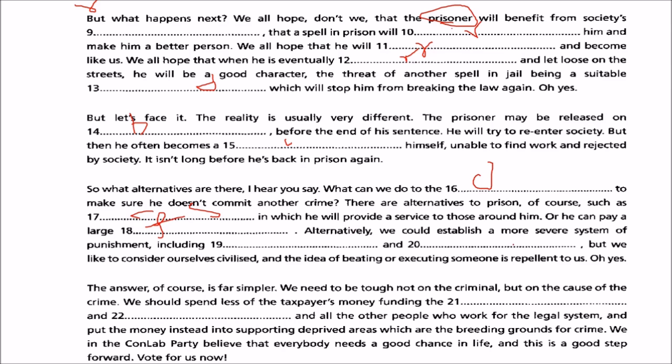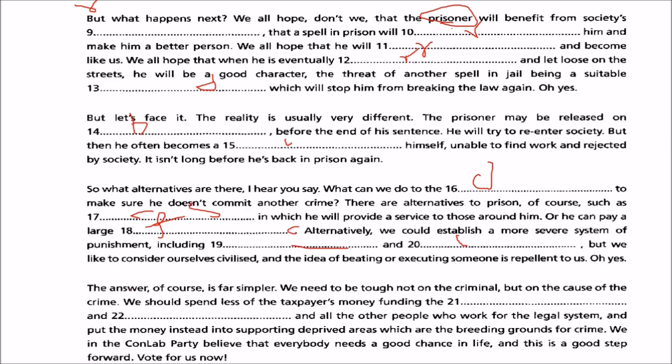Alternatively, we could establish a more severe system of punishment, including corporal punishment or capital punishment. In either order you can use, but we like to consider ourselves civilized, and the idea of beating or executing someone is repellent to us.